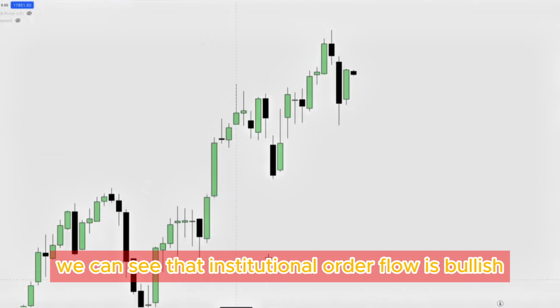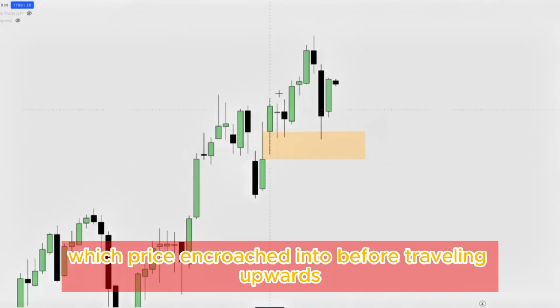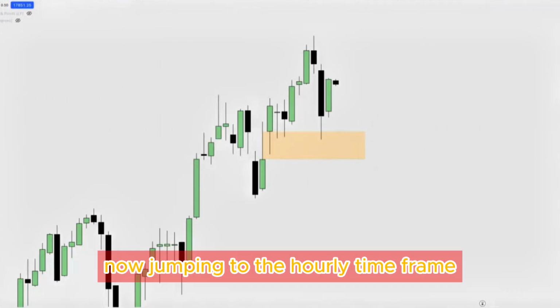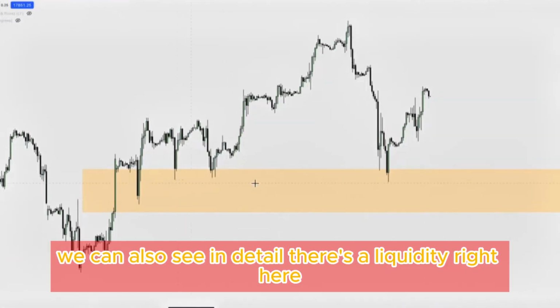We can see that institutional order flow is bullish, and we can also see that there is a daily volume imbalance here, which price encroached into before traveling upwards. And now, jumping to the hourly time frame, we can also see in detail there's a liquidity raid here.